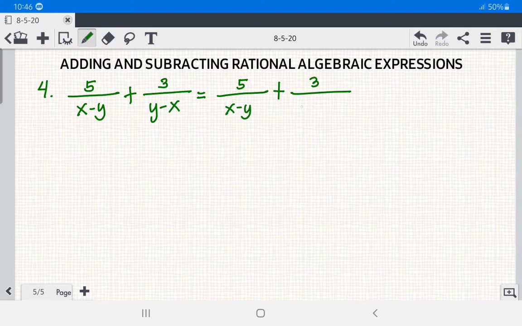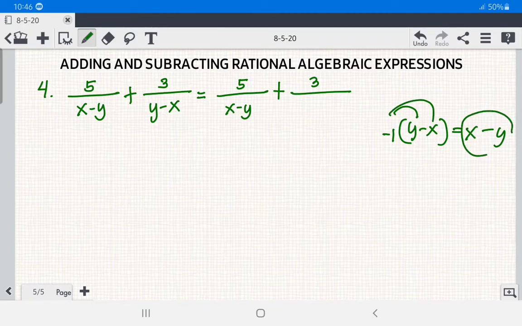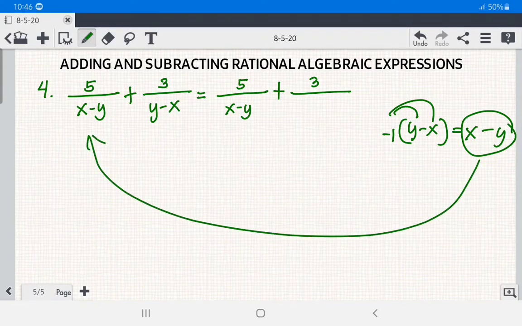We all know that if we're going to multiply y minus x by negative 1, the result is negative 1 times y, we have negative y, right? Then negative 1 times negative x, that is positive x, which is x minus y. So as you can see, they are now similar denominators, right?